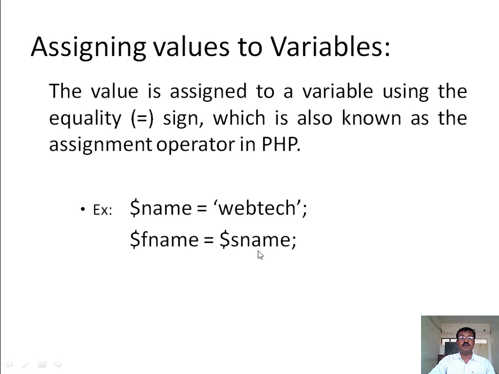In the second example, I am assigning the value of another variable to a new variable. fname is a new variable. For this variable I am assigning the value of another variable called sname. In this way also we can assign. So by using this assignment operator, we can assign values to variables.